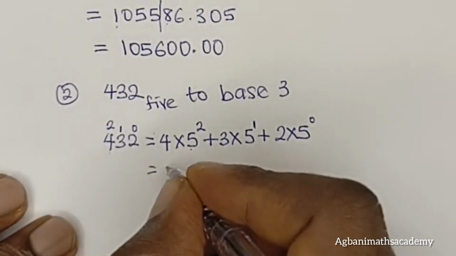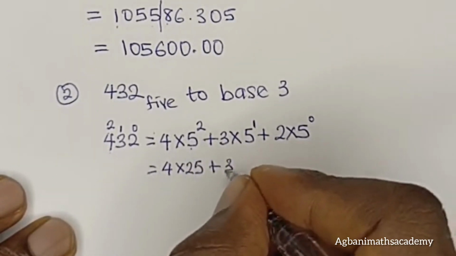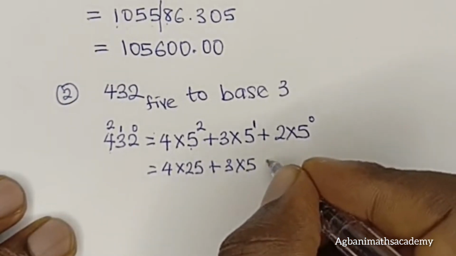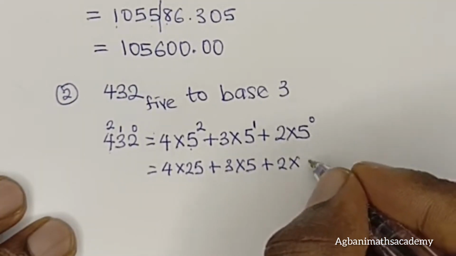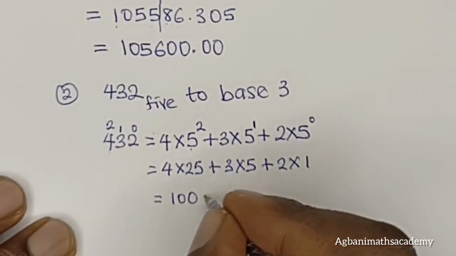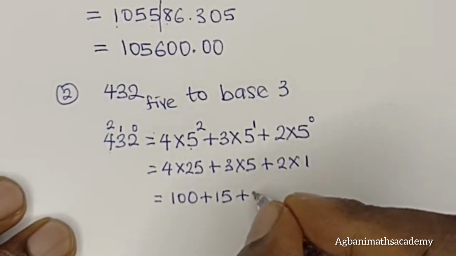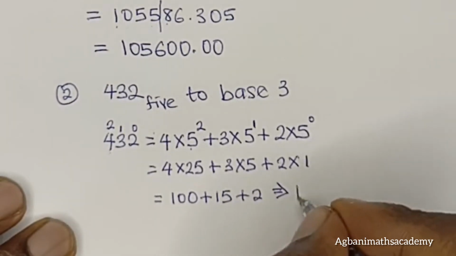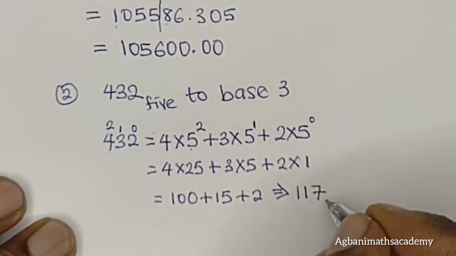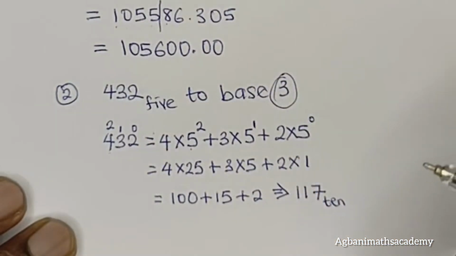Okay. So 4 times 5 to the power of 2 is 25, plus 3 times 5 to the power of 1 is 5, plus 2 times 5 to the power of 0 is 1. So 4 times 25 is 100, plus 3 times 5 is 15, plus 2 times 1 is 2. So adding them together, you are going to get 117. So now we've converted this value to base 10. But our answer is not expected to be in base 10. We are supposed to give our answer in base 3. So that means we are still going to go further to convert 117 base 10 to base 3.